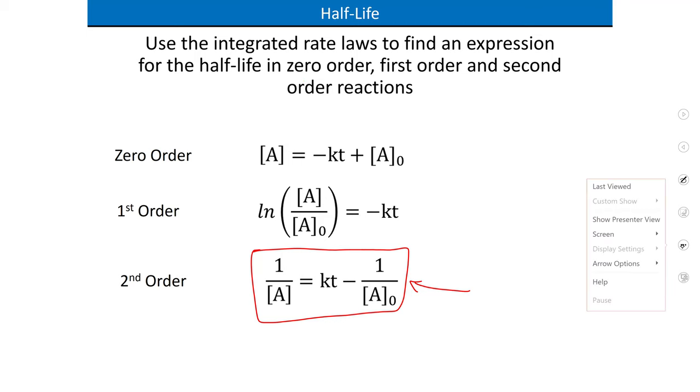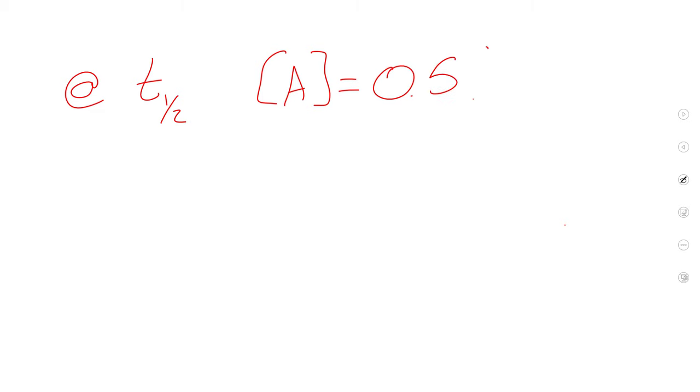In the case of first order reactions, we say, okay, well, at the half-life, which we represent as t sub 1/2, the concentration of A is equal to half of the concentration of A naught. Makes sense, right? That's just a mathematical way of saying what I just told you. It's the time that it takes to get to half of what you started with. So it doesn't matter what A naught is, the half-life is the time it takes to get to half of it.